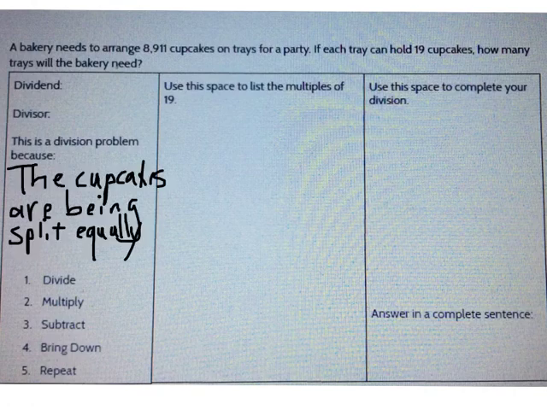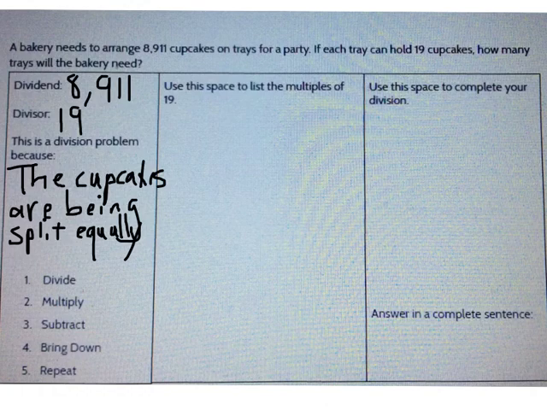What's the dividend in this division problem? What's being split up? The dividend is 8,911. What's the divisor? What am I dividing by? I'm dividing those 8,911 cupcakes into groups of 19, and I need to see how many groups I can make.